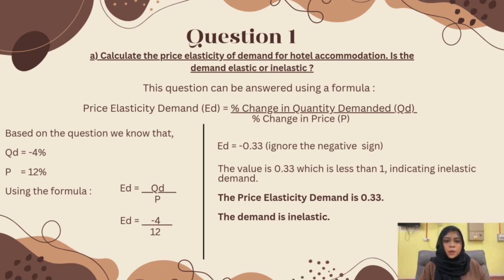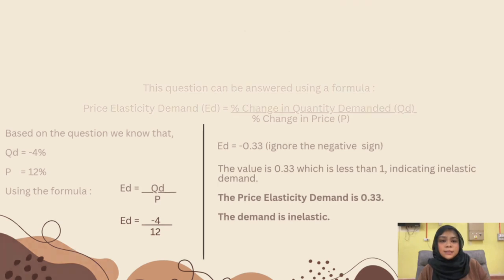So using the formula, you just gotta fill in those numbers, meaning ED is equal to negative 4 divided by 12. And the answer should be negative 0.33. We gotta ignore the negative sign. So the value is 0.33. We know that if the number is less than 1, it indicates that the demand is inelastic. So the answer to this question is the price elasticity of demand is 0.33 and the demand is inelastic.